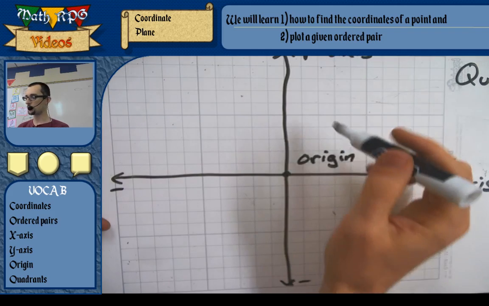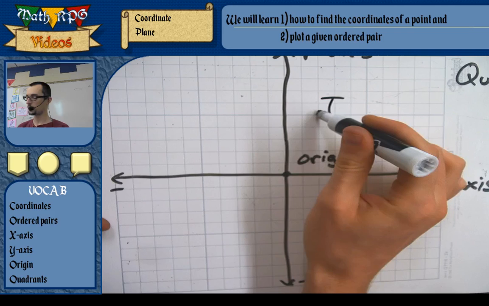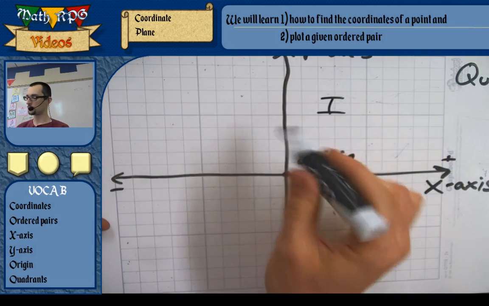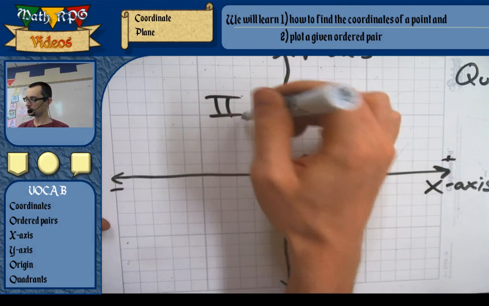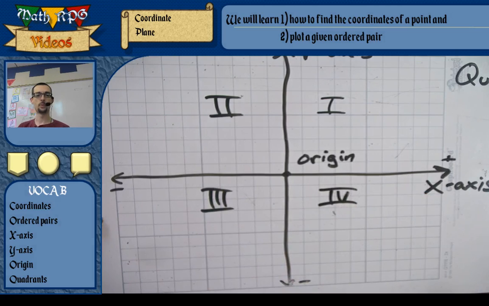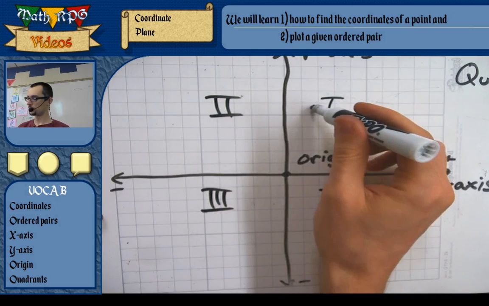We actually start up here. This is quadrant 1, and they always use capital Roman numerals. 1, and then it goes counterclockwise. 2, 3, and 4. So that's how it goes. Starts here and it moves down along that.